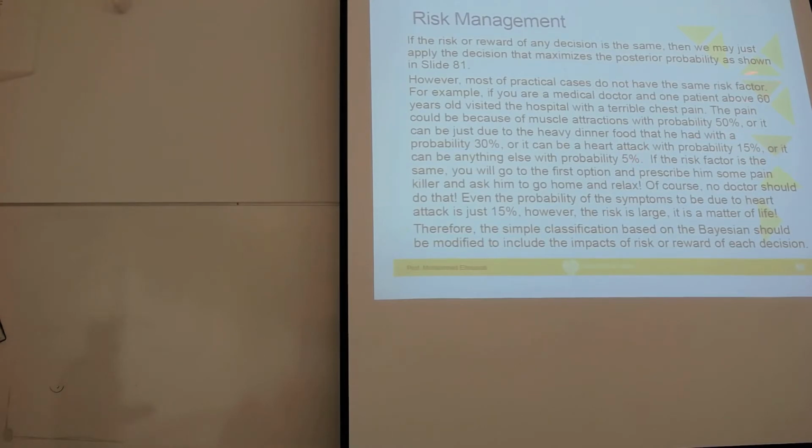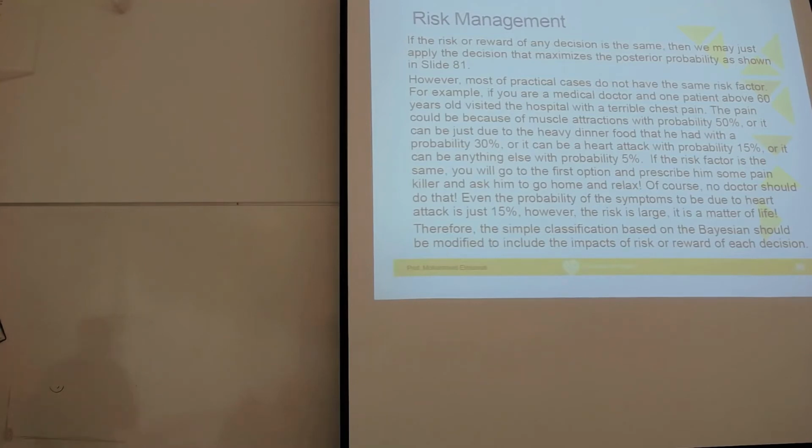Also, this guy had a heavy dinner. So also in 30% of cases, they were because of some colonic problem, so they made that chest pain. So it was 30% of cases or chances. And there is a smaller probability that this guy had a heart attack, and the probability is only 15%. And many other things with minor diseases can be 5%.